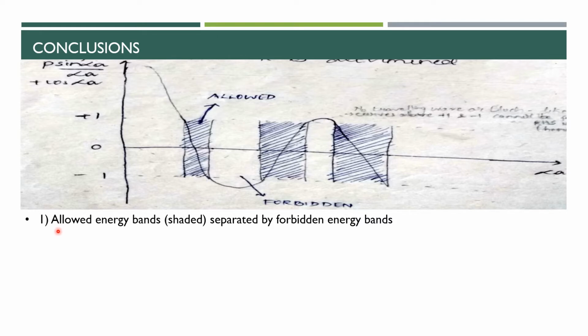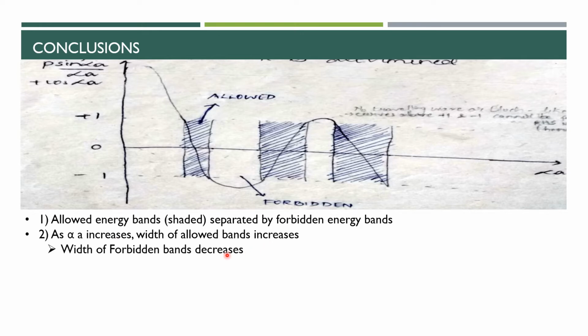So we'll see the conclusions. First is the allowed energy bands. The shaded part is separated by the forbidden energy bands. As αa increases, the width of the allowed bands increases and the width of the forbidden bands decreases.